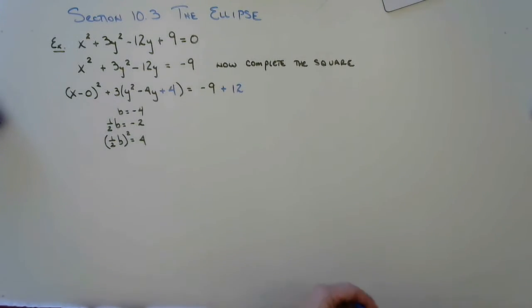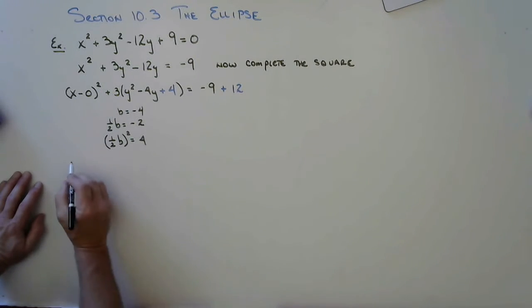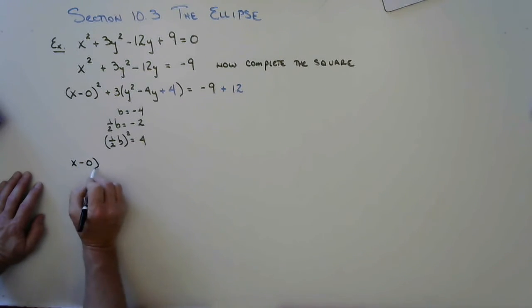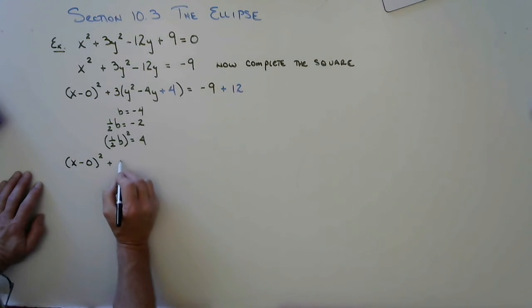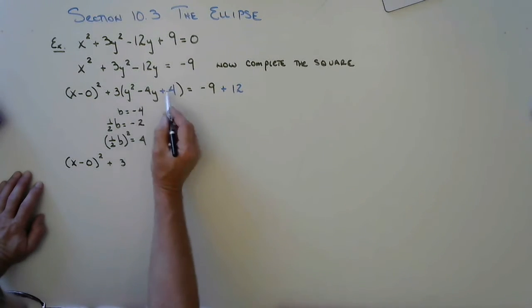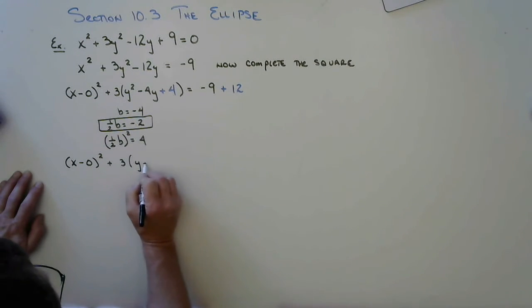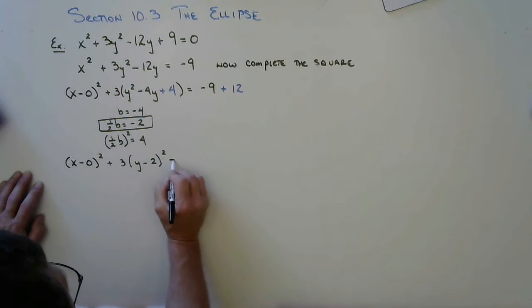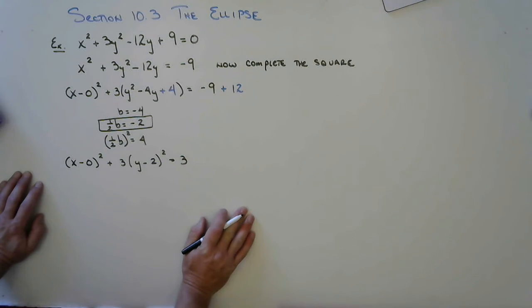Now what do we do? Well, now we factor. So what is this going to look like? Well, this is going to be x minus 0 squared plus 3 times y minus 2 squared. And what's this side going to equal? It's going to equal 3, isn't it? Okay. Now it looks a little bit more like our formula for the ellipse, doesn't it?